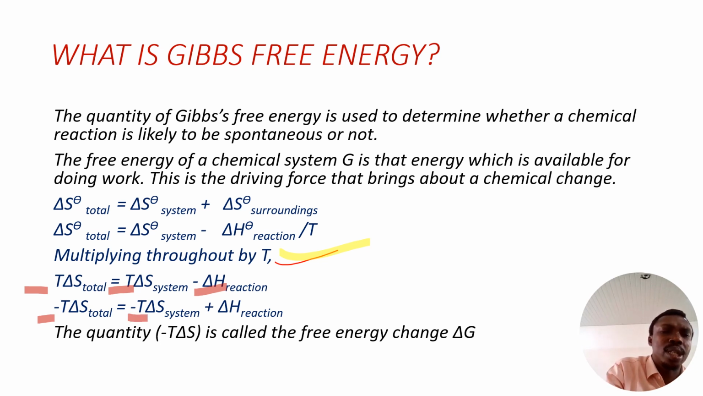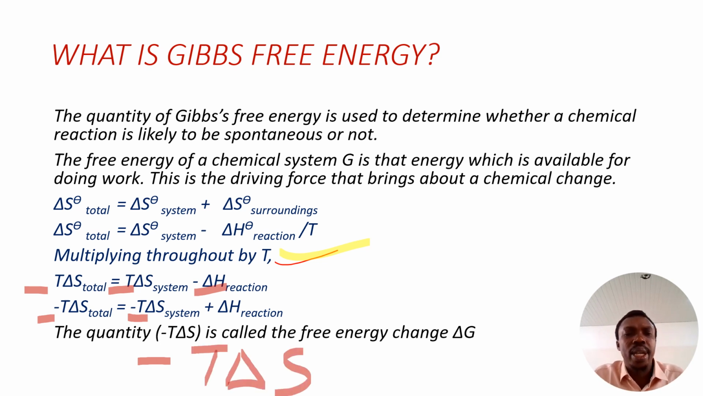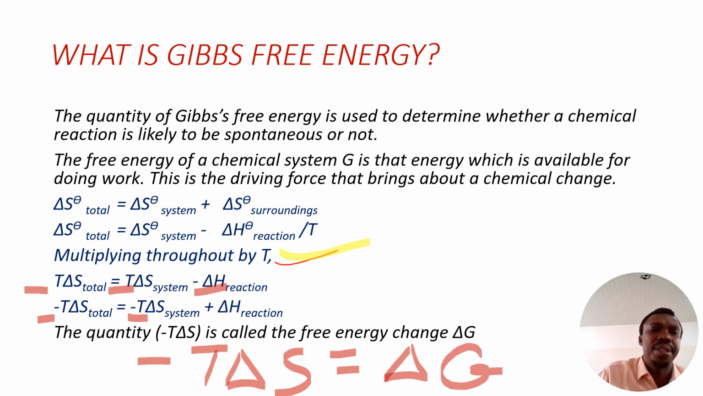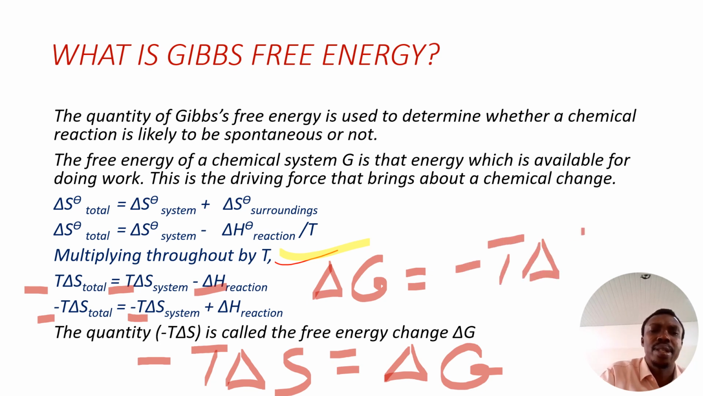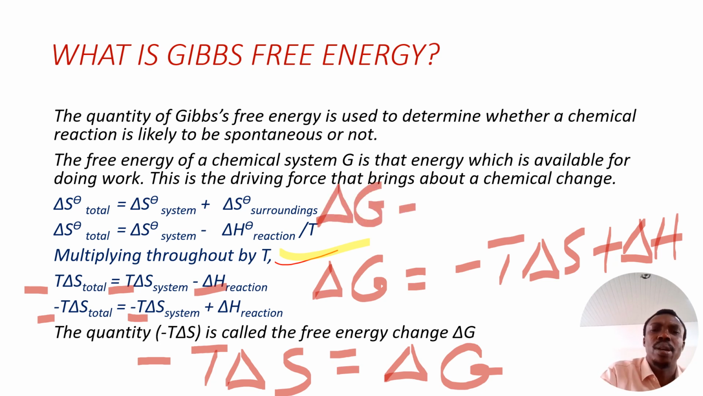So the quantity minus T delta S total is called the Gibbs free energy change, which is the free energy change. So minus T delta S total is equal to delta G. So that means delta G, which is the free energy, will be equal to minus T delta S plus the enthalpy change of reaction. So it can be written as delta G now equal to what?